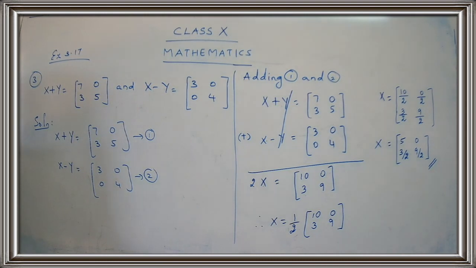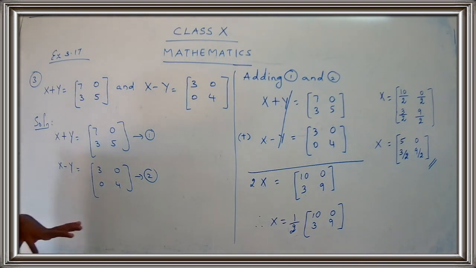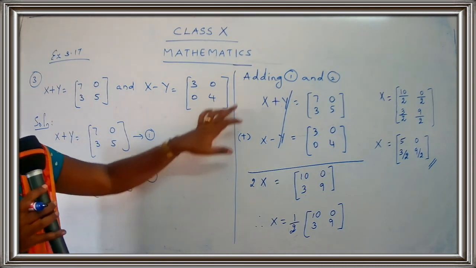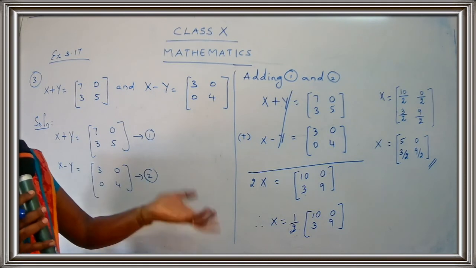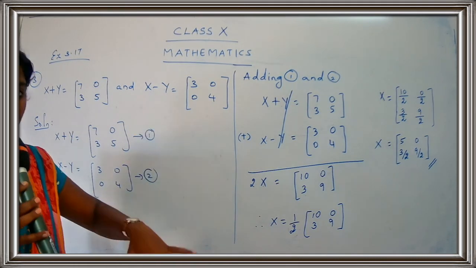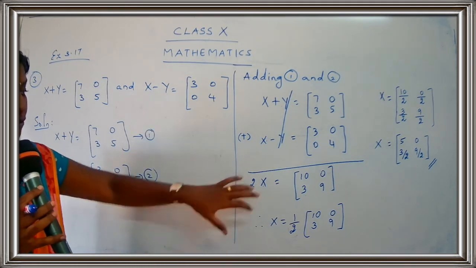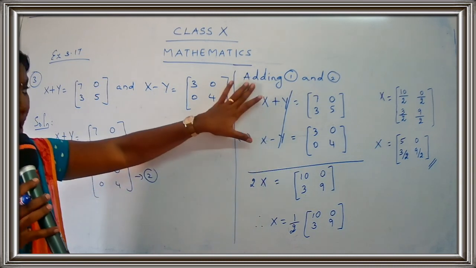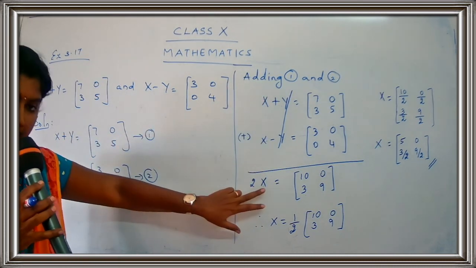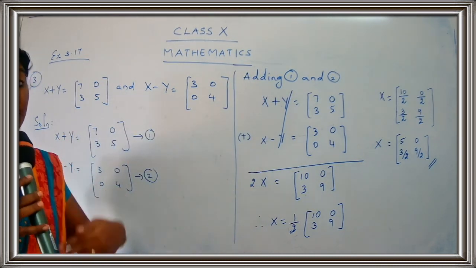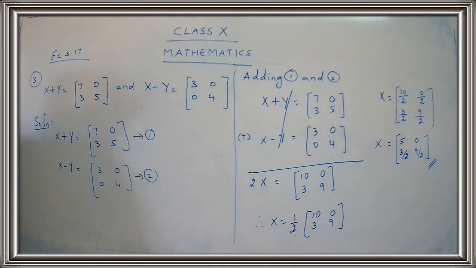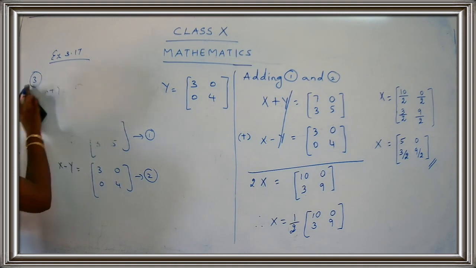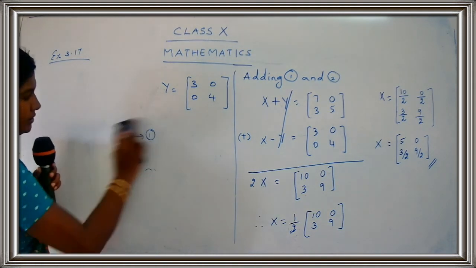Now we have to find out the value for y. We are going to follow the same manner. What we have done here is we added 1 and 2. Yes, children? Now what you are going to do is subtract 1 and 2. When you subtract 1 and 2, you get the value for y. When you add, you get the value for x. And when we subtract, we are going to get the value for y. So let us follow the steps and get the value for y. I'll just continue over here.